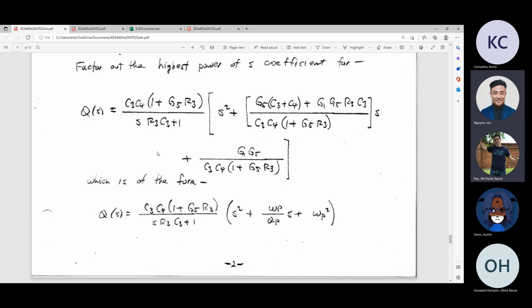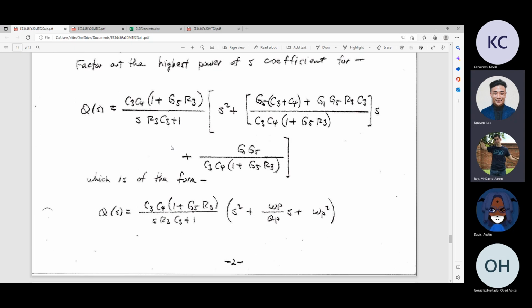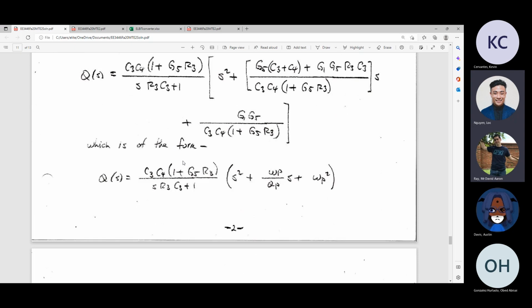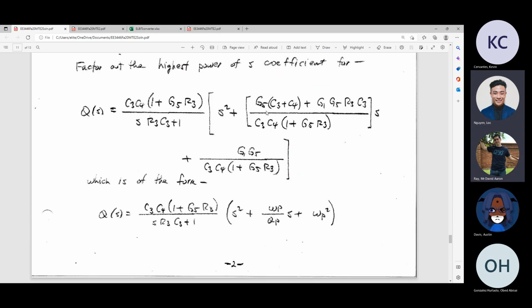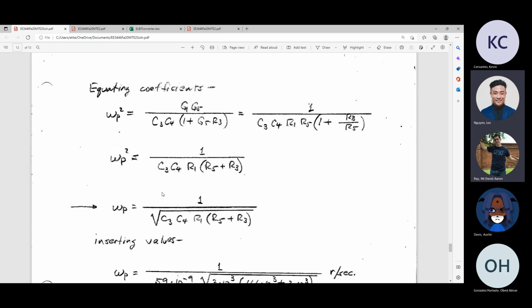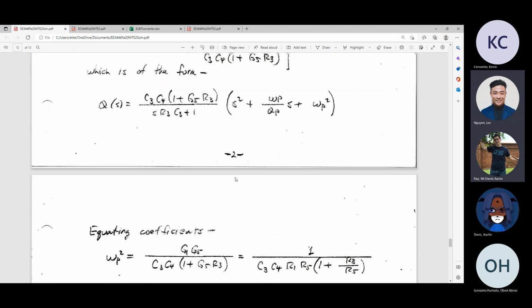I don't like the way he does this, to be honest. I'm not for it. But the way he's done it is that he has omega p, he has qp, and then omega p is equal to this polynomial in the numerator of S, and then qp is equal to this denominator. And then whenever he solves for that, hold up.